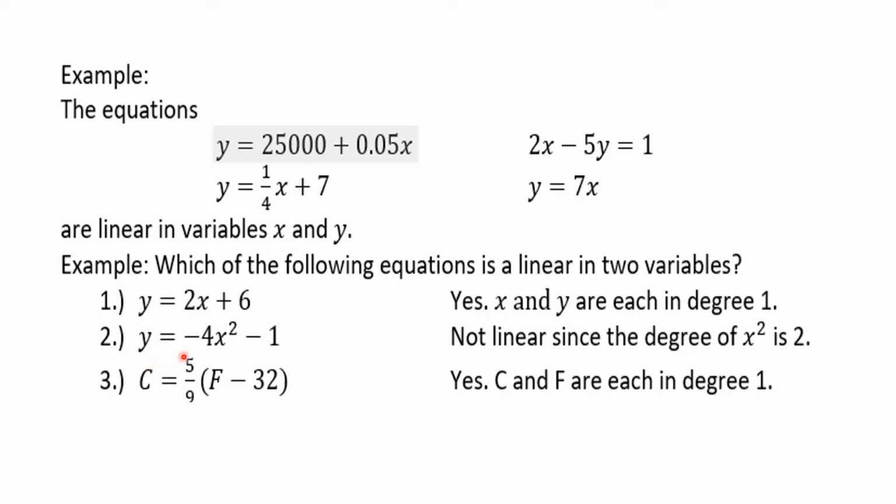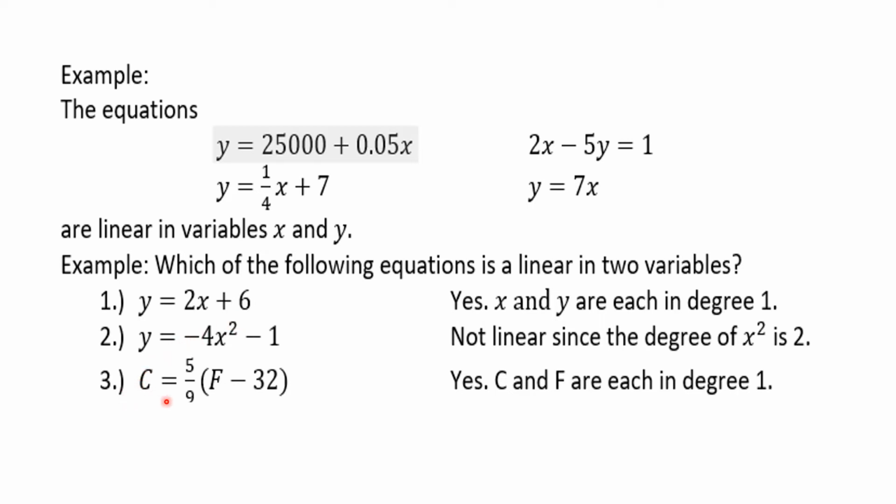Next, number 2, y equals negative 4x squared minus 1. This is not linear since the degree of x squared is 2. As you can see, the exponent of variable x is 2. In a linear equation, the exponent is always 1, not 2, 3, 4, or any other number. Although we have two variables, x and y, the difference is the exponent. The exponent should only be 1.